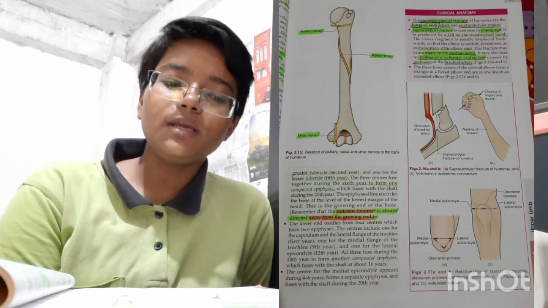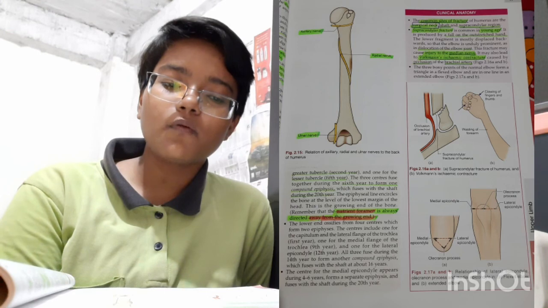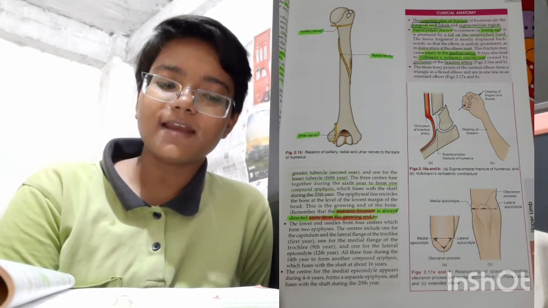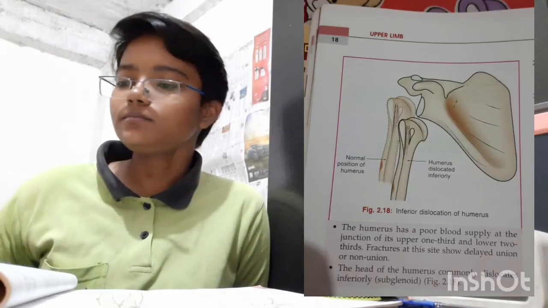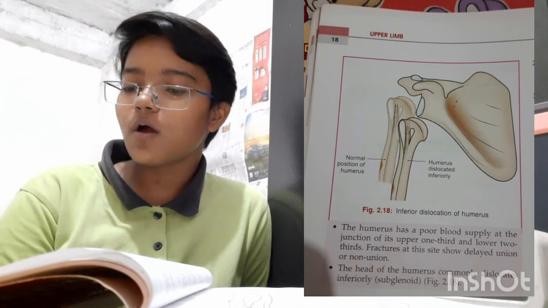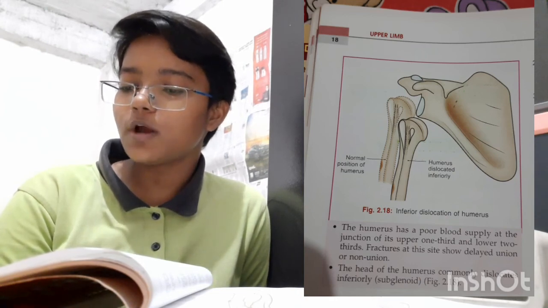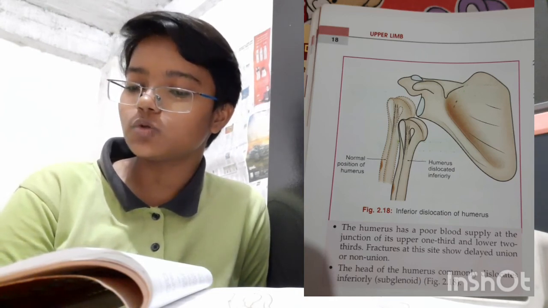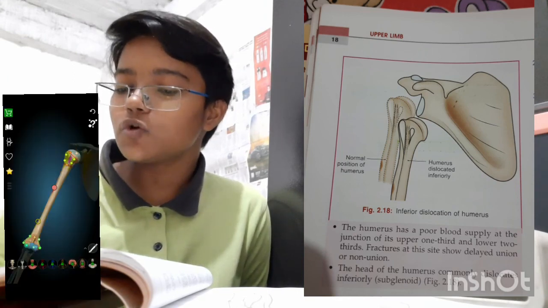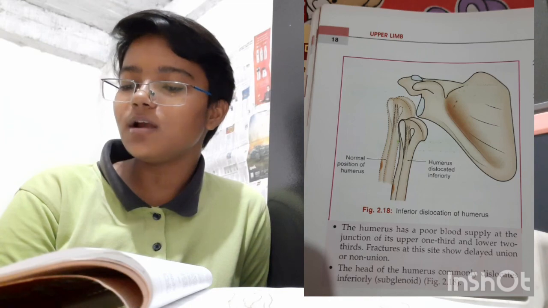The 3 bony points of the normal elbow form a triangle in a flexed elbow and are in one line in an extended elbow. The humerus has a poor blood supply at the junction of its upper one-third and lower two-thirds. Fracture at this site shows delayed union or non-union. The head of the humerus commonly dislocates inferiorly, subglenoid.